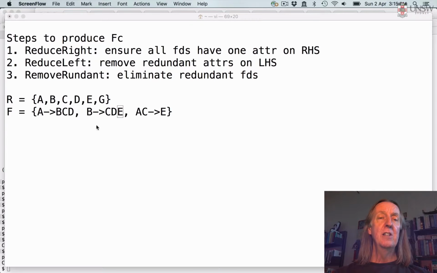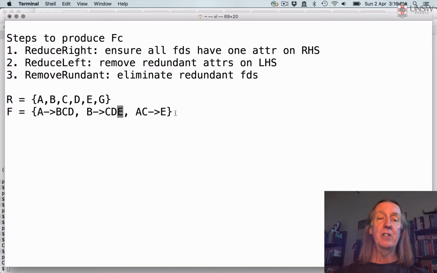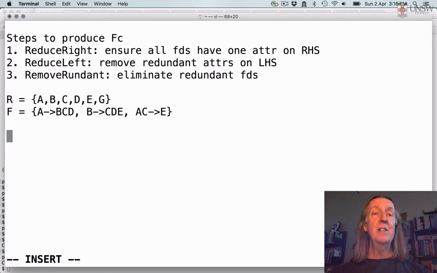Okay, so let's take a look at this example here. So we've got 6 attributes and 3 functional dependencies. So according to step 1, we want to make sure that all the functional dependencies have a single attribute on the right hand side. Now this is relatively straightforward because we saw from Armstrong's axioms that if we've got something like A determines B and A determines C, then we can transform that to A determines BC. And you can also go back in the other direction.